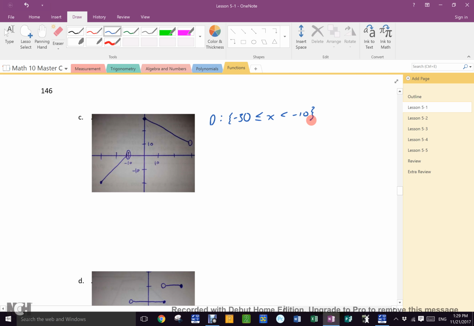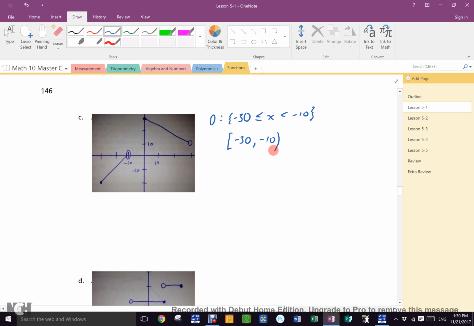Everybody cool? Now use your brains. Put it in interval notation. Well, I know that if that one's included, it's a square bracket. And I know I'm going up to negative 10. But this one's not included. So can I use a square bracket? No. So we use a regular bracket.